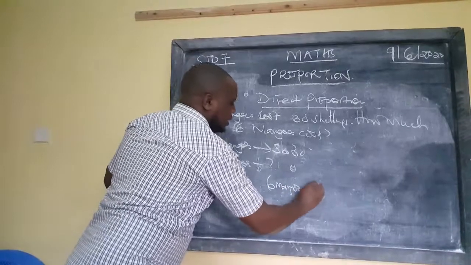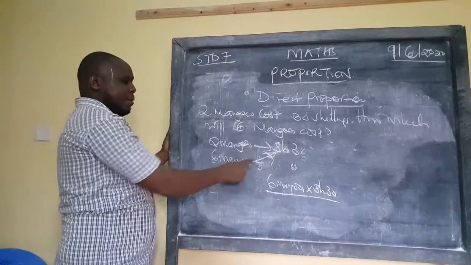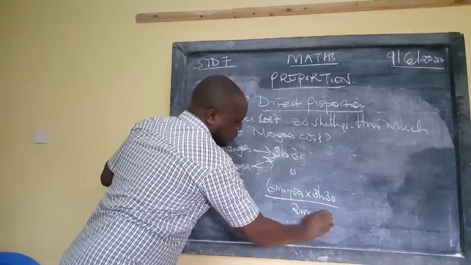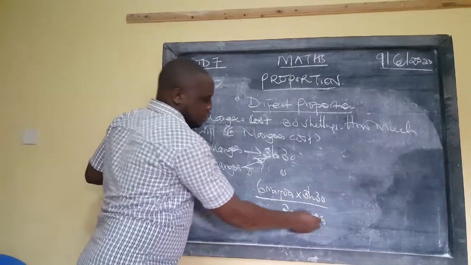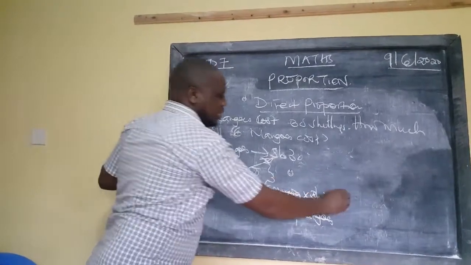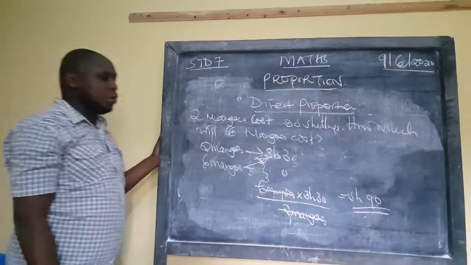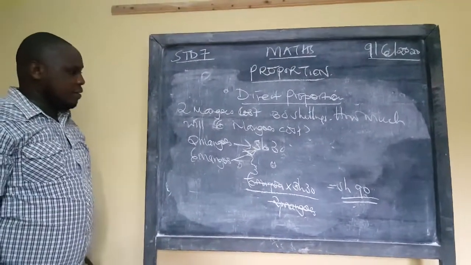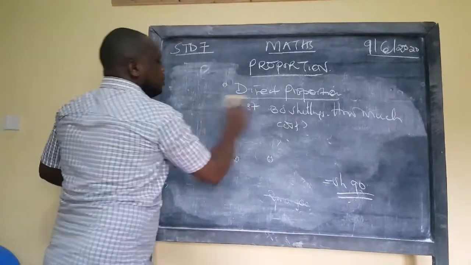So 6 mangoes times 30 shillings over, because you're cross multiplying, this lower number is multiplying with this number, then you're dividing with this over 2 mangoes. The reason why I'm writing that is that you will know what the units will be later after you cancel like this. By 2, 1, by 2, 3. So 3 times 30 will give you 90 shillings. So 6 mangoes will cost 90 shillings in that case. So that's how we do it, learner. Very, very simple. Let me give you another example.